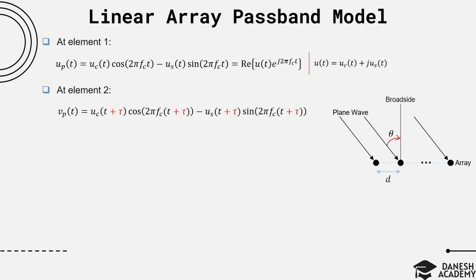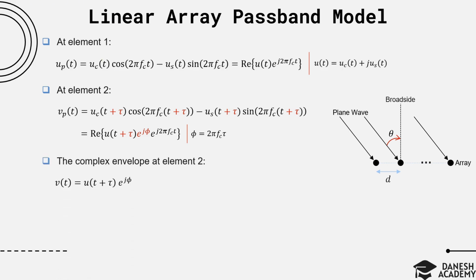At the second element of the array, the passband signal has a time delay tau, which can be equivalently shown as real part of u of t shifted by tau times e to the j phi, which is a phase shift on the baseband complex envelope, times e to the j 2 pi fc t, in which phi is actually 2 pi fc tau, where tau was the time delay. Therefore, the complex envelope at element 2, shown by v of t, is actually u of t plus tau, times e to the j phi, where u was complex envelope at element 1.